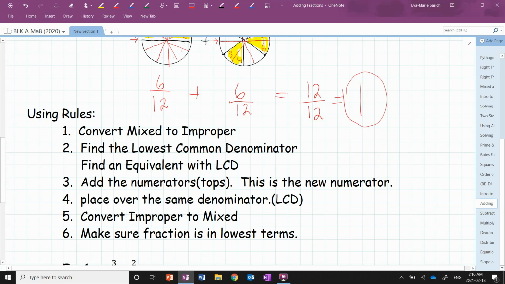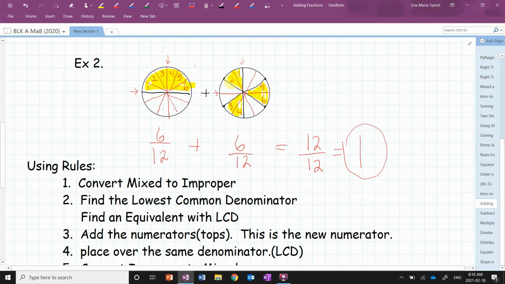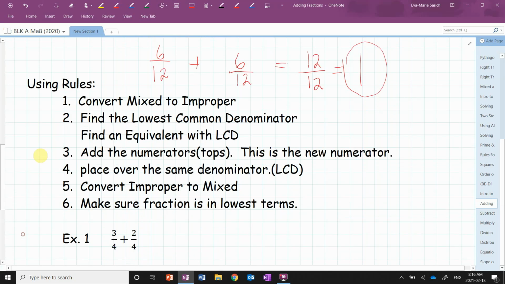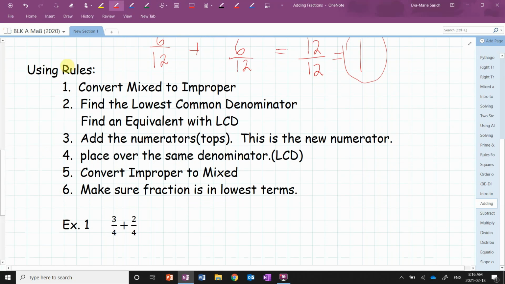Okay, now let's look at rules for being able to do this without drawing pictures, because drawing pictures is a lot of work, and being able to cut the pieces into the same size is not really that easy, particularly when the pieces start getting smaller and smaller. So we're going to look at some rules, and we have to get them in the right order, and they're all things that we've done before.